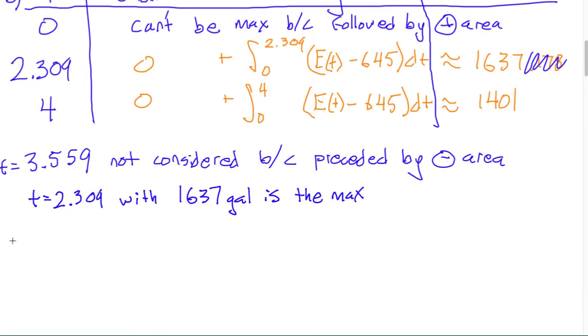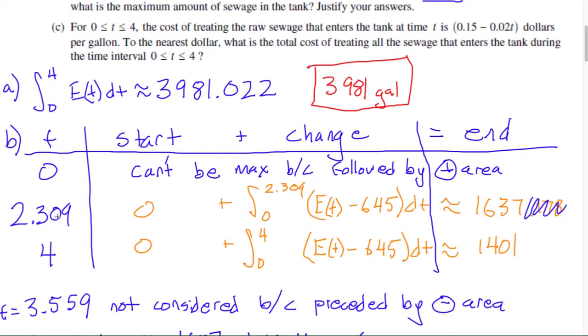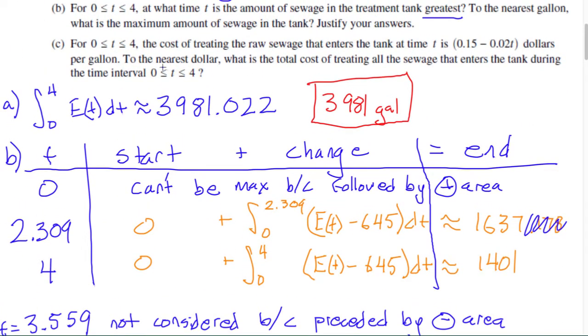And finally, on to part C. Our last part for this free response question, this FRQ question. The cost of treating raw sewage is this. So this is the cost. Think of this as a function of money per gallon. To the nearest dollar, what is the total cost of treating the sewage that enters the tank during the time 0 to 4?